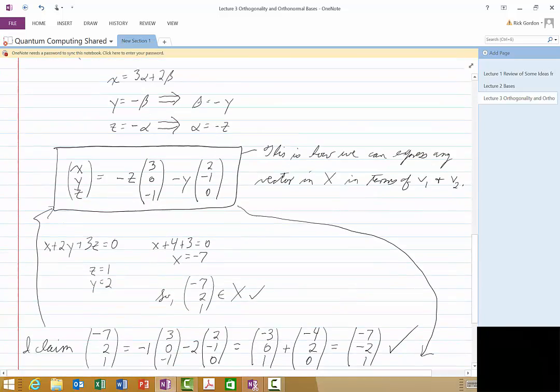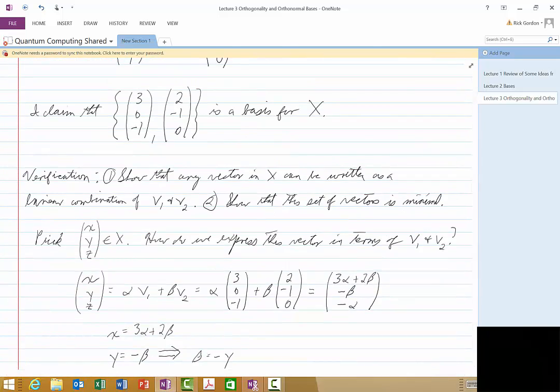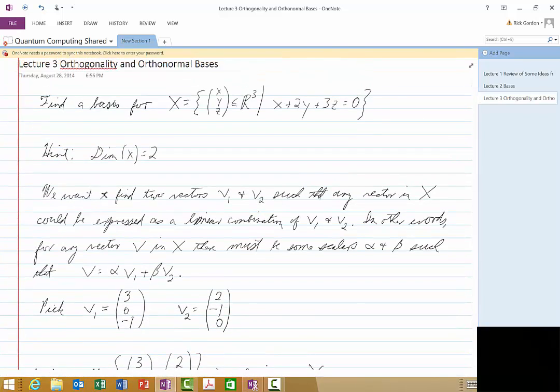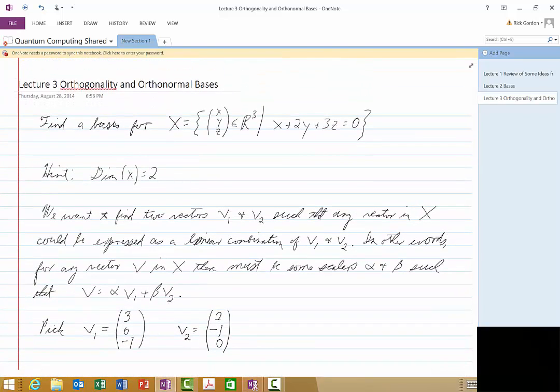So that's how we could find a basis for the vector space X. And once again, it's very, very easy. All you have to do is find any two vectors in X that satisfy this condition, and such that neither is a multiple of the other. And that will do. Now, in the arbitrary case, it would be a little more difficult, because keep in mind, I did help you out by telling you the dimension of this was 2.